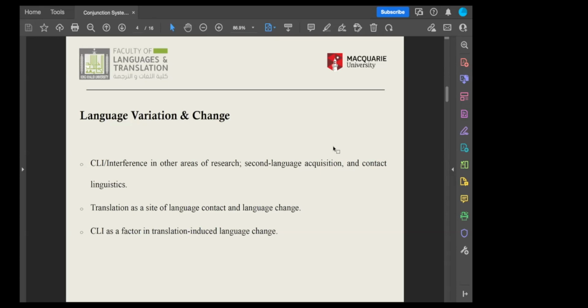So my study sits at the interface of translation studies and language variation and change, and aims to investigate the effect of cross-linguistic influence from English on translated and also non-translated Arabic text, as a recurring feature of translated language and potentially as a factor in contact-induced language change.